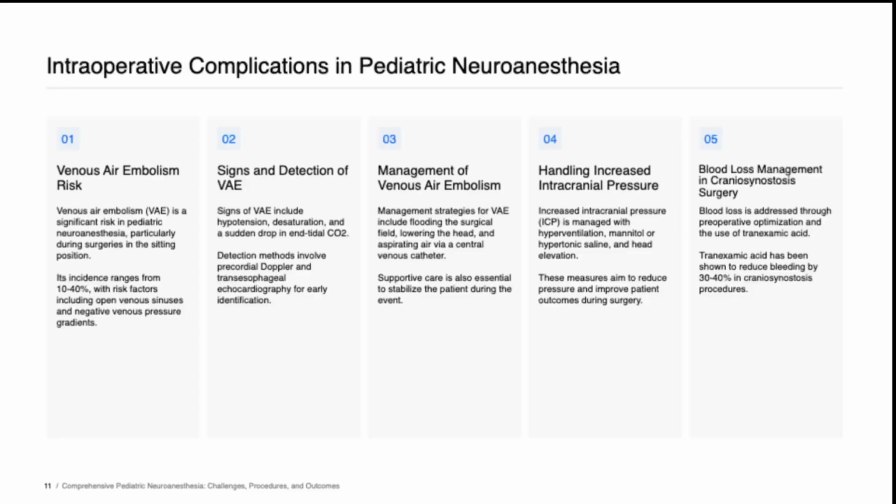So the signs of a venous air embolism are, as we would expect, you've entrained atmospheric air into the circulation, and that can cause a catastrophic airlock, or it can cause an embolic effect. So you get sudden hypotension, desaturation, and a sudden significant drop in end-tidal CO2. Detection methods involve the use of a precordial Doppler. I don't know anyone who uses that.